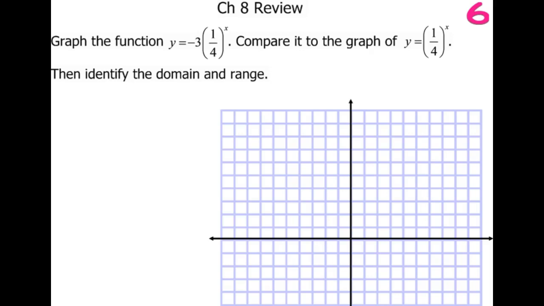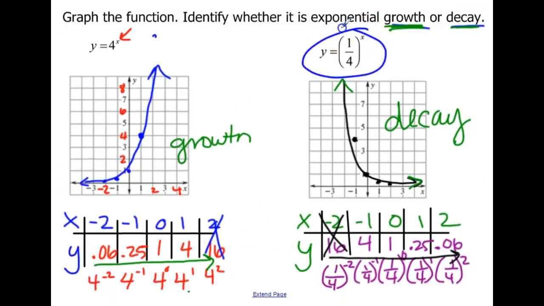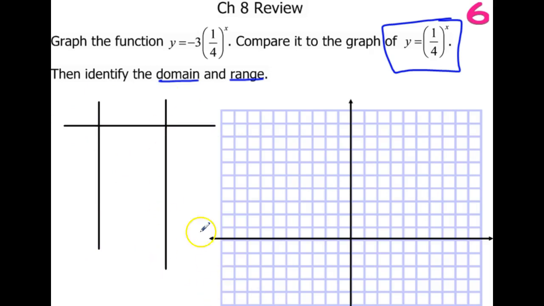All right, last one. It says graph this function and compare it with this graph. Identify the domain and the range. Well, we just graphed this, so I'm just going to copy the table from back here. Right here we graph that same thing. So I'm going to make my xy table go this way this time so that I can graph both functions. I'm going to put this one 1/4 to the power of x here, and then -3 times 1/4 to the power of x here.